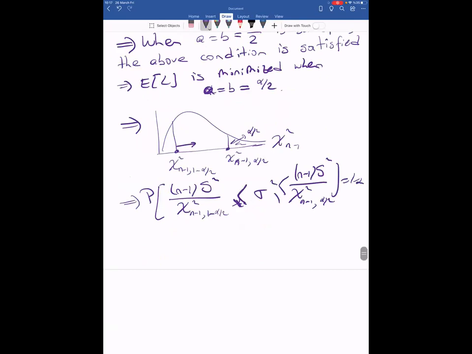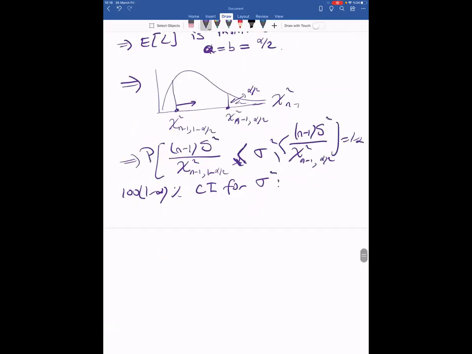Okay, then the 100 times 1 minus alpha percent confidence interval for sigma square will be n minus 1 lowercase s square over chi-square n minus 1 alpha/2, and n minus 1 lowercase s square over chi-square n minus 1, 1 minus alpha/2.